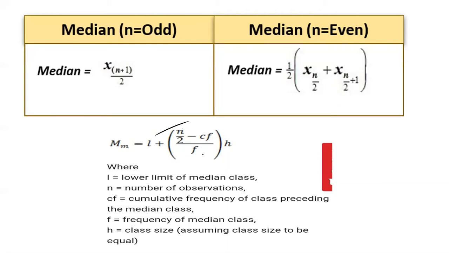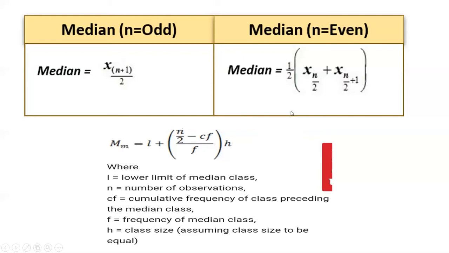In the denominator, we will divide by the frequency and multiply by h. It is the length of the class interval, meaning that 10 to 20 is the class interval. The h will be 10. The difference between these two values will be the h. Then L is the lower limit of the median class. Whatever the median class is chosen, L will be the lower limit of the median class.